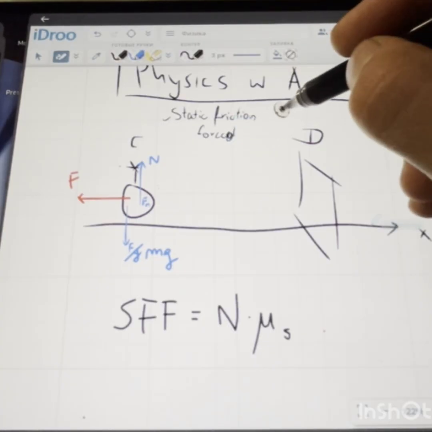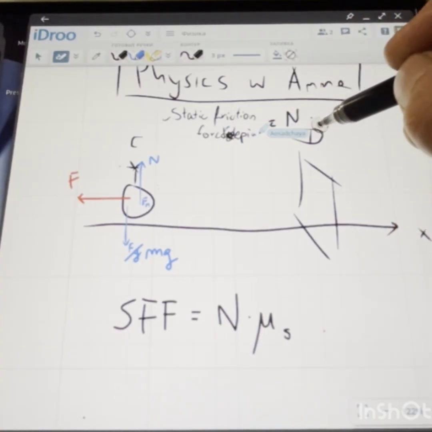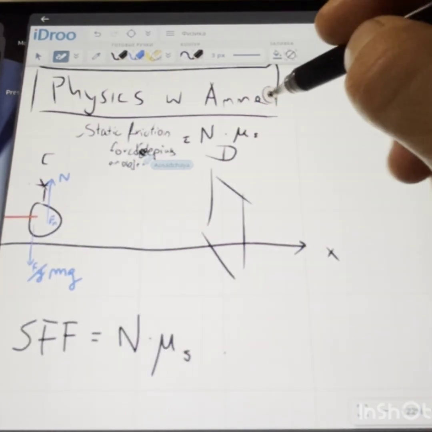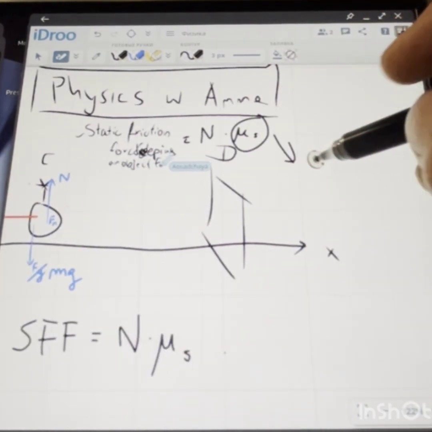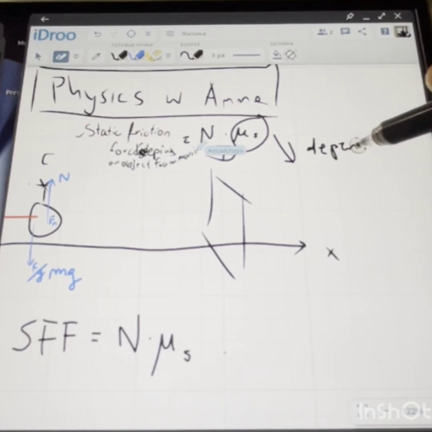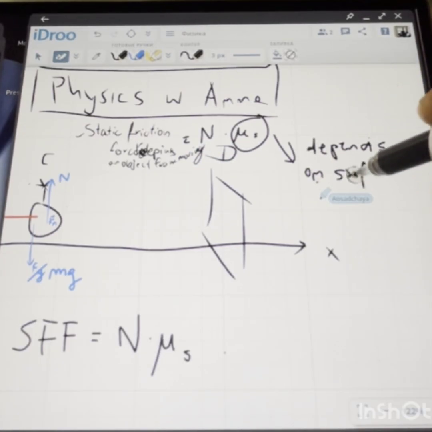Okay, it's this, look, it's the normal force times the static friction coefficient. And this one depends on the surface. Got it? Yes. Good.